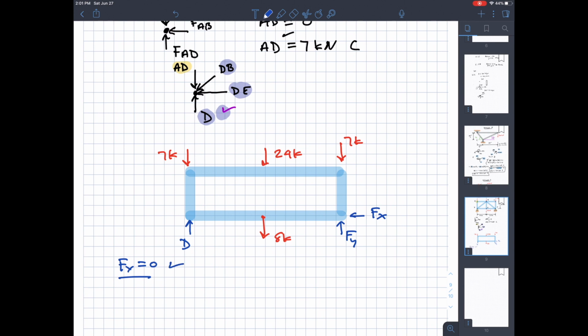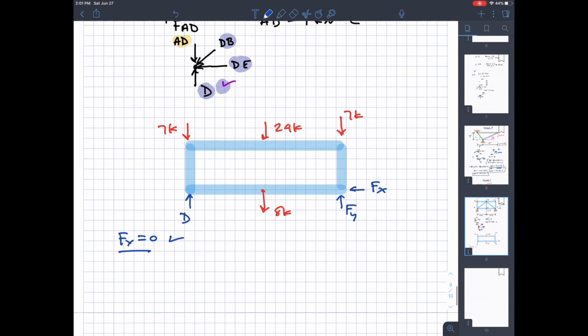Easy enough. Now we can do sum of forces in the y direction, and when we do that, we get that D is moving up plus Fy, which is also moving up, is equal to all the stuff that's moving down. So 7K plus 8K plus 7K plus 24K. So there's another equation, but that's just one equation, and we still don't know D and we don't know Fy. Okay, so what would we do?